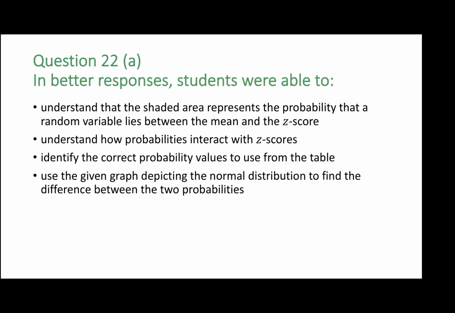In better responses, students were able to understand that the shaded area represents the probability that a random variable lies between the mean and the z-score. Now that's actually stated in the question. If students had read that maybe twice, it would have helped. And that's what I would recommend with those long worded questions: that students read it not just once, but at least twice before they attempt. Understand how probabilities interact with z-scores. They would identify the correct probability values to use from the table and use the given graph depicting the normal distribution to find the difference between the two probabilities.